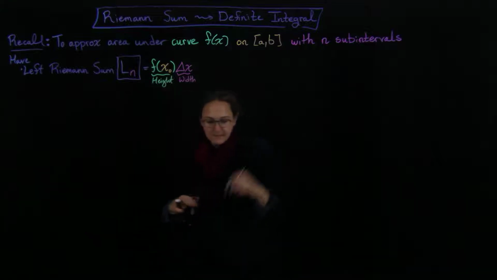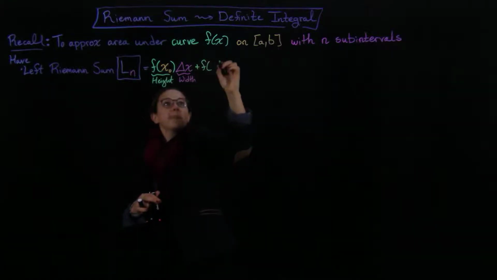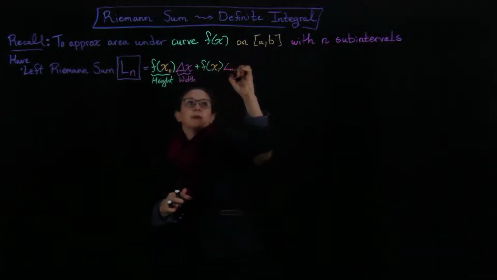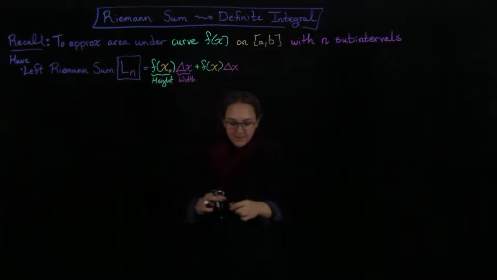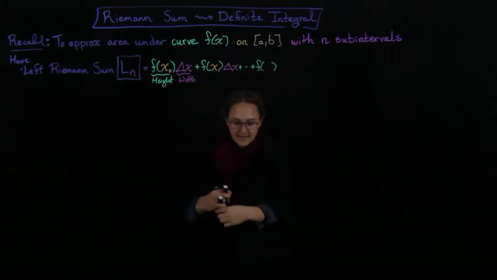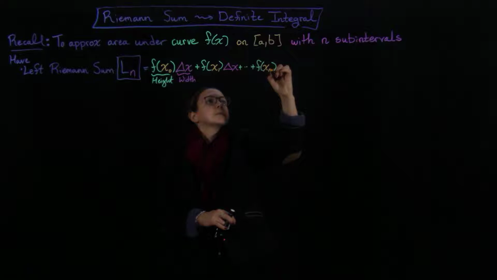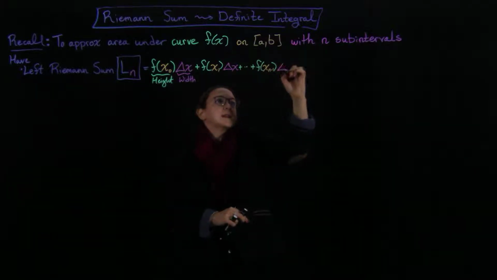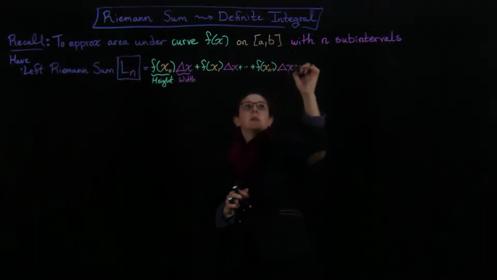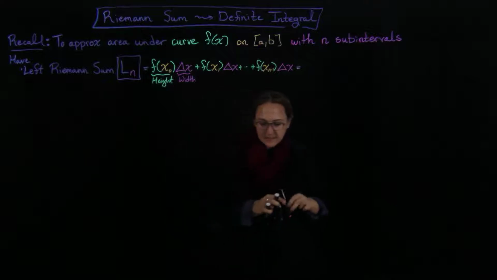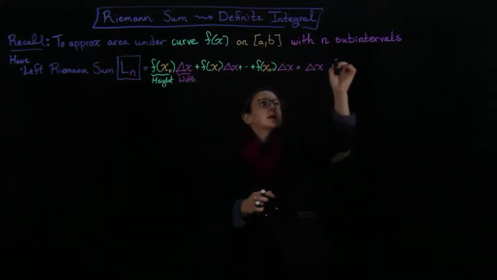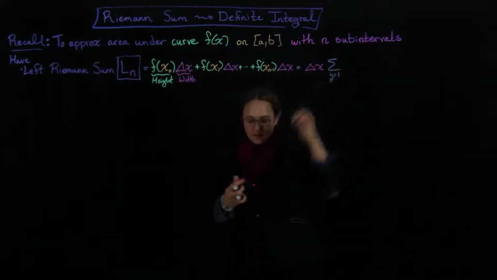Then we kept adding, so we have f of x1 multiplied by delta x. We kept going because we had to sum up over all the rectangles until we got to f of xn minus 1, again times delta x. Each time we're just taking the height times the width. This was equal to, we can pull out the delta x, delta x times the sum going from j equals 1 up to n.